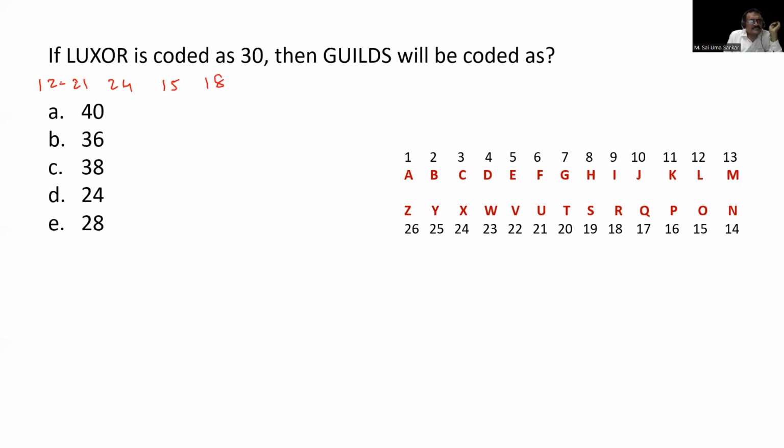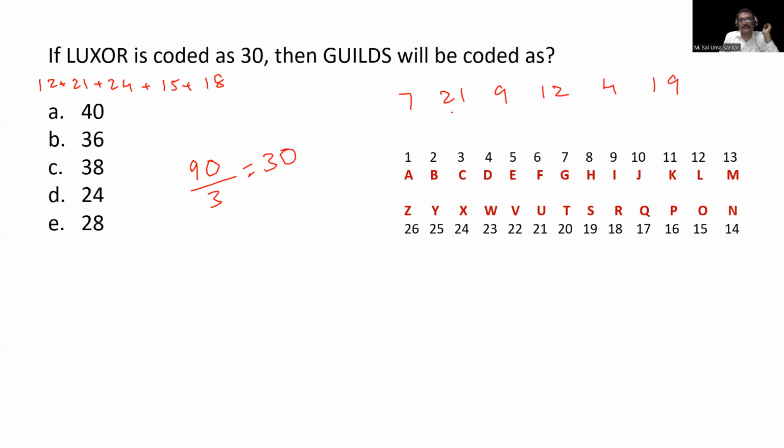Now, what is the sum of the numbers? 12, 33, 53, 57, 67, 72, and 90. But here it is 30. How to get 30 from 90? Just divide by 3, that is equal to 30. Now, what about GUILDS? G is 7, U 21, I 9, L 12, D 4, S 19.